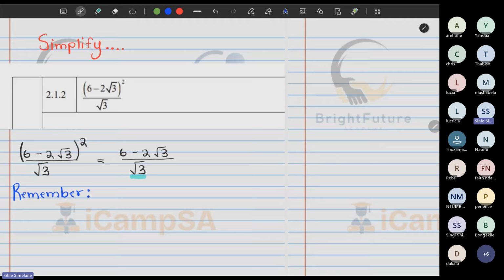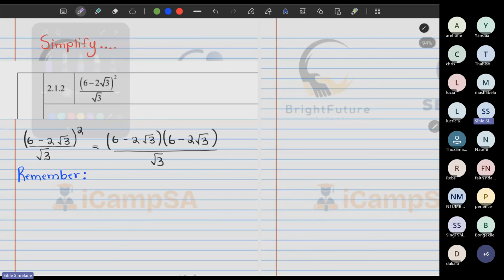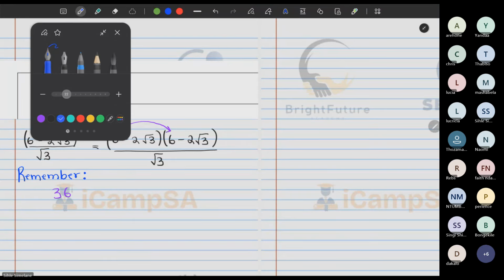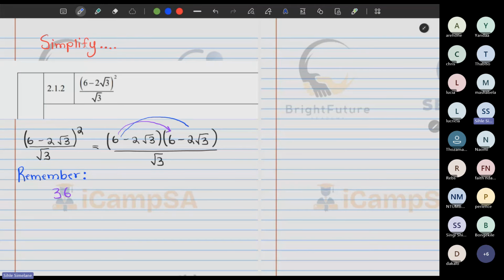So the square is here. So this means this is the only bracket we are supposed to repeat. 6 minus 2 square root of 3. Okay. And then let's just divide by square root of 3. So what we are going to do, guys, it is as good as void. So 6 by 6, what is 6 by 6, guys? 36. Okay, then we start from 6, we go to the last term. So 6 times 2 square root of 3, the 6 will multiply the 2, that means we will have minus 12 square root of 3.